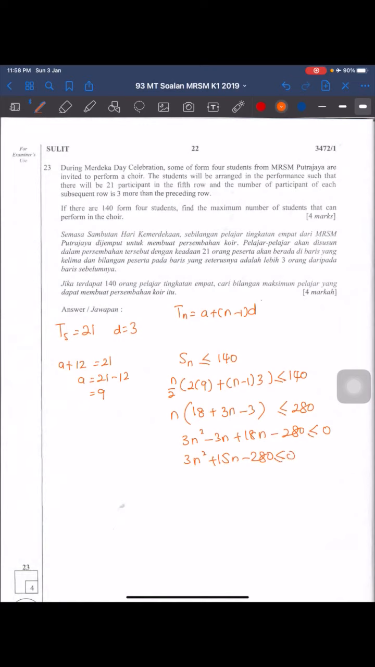Okay, so sini kita kena cari roots dia kan. Okay, tekan calculator. So tekan calculator. So kita akan dapat 7.5. So 7.5 negative 12.5. Okay, so less than. So sini. So range barisan yang kena ada 7.5 negative 12.5. Okay, so maximum. So n is equals to 7. Okay, so maksud dia ada 7 barisan.